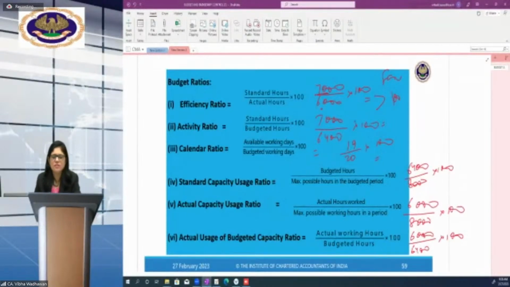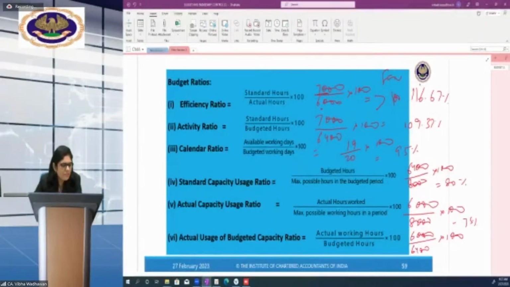So efficiency ratio is 116.67%. Activity ratio, as I calculated, 109.37%. Calendar ratio should be less than 100%. It's 95%. Standard capacity ratio, again, it should be less than 100%, 80%. Actual capacity should also be less than 100%. It's 75%.